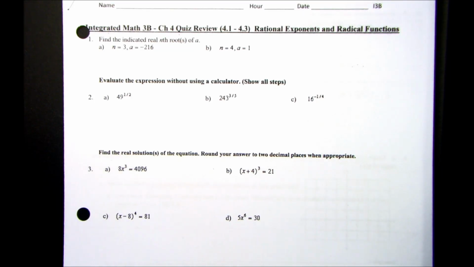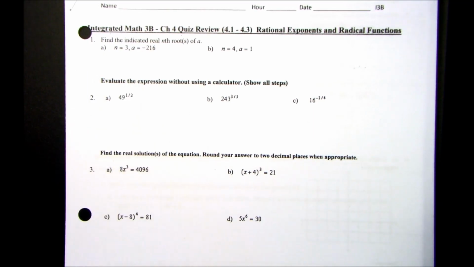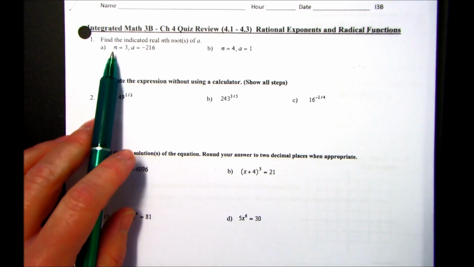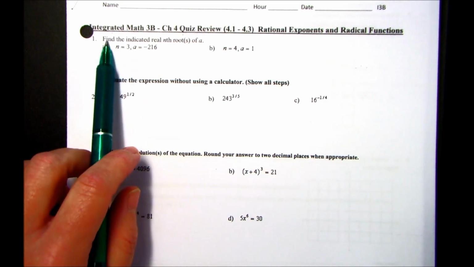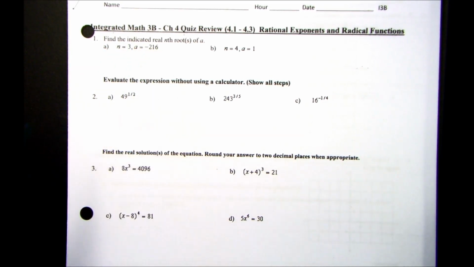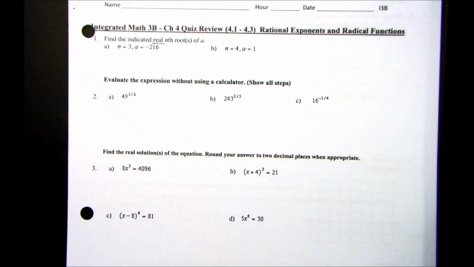Hello everyone. So today I am going over an Integrated 3B chapter 4 quiz review. This is over sections 4.1 to 4.3. So in the first problem, you are given a number n and you're given an a, and you're asked to find the indicated real nth roots. So they have to be real numbers, they're not going to be imaginary numbers.